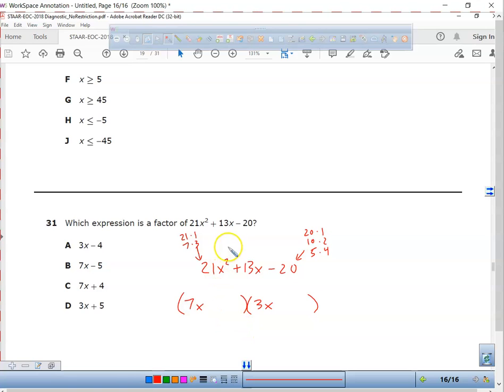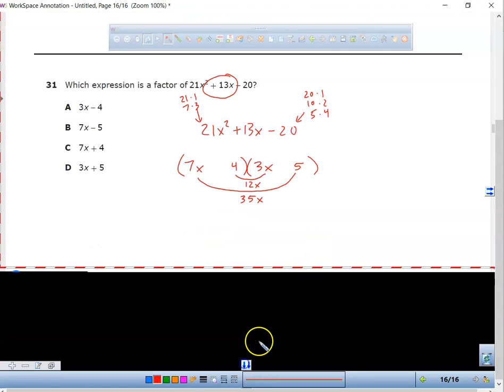Okay? So what we're going to do, we have to get positive 13x here in the middle. All right? We got to get positive 13x. So if I put a 4 here and a 5 here, let's see what happens. What's 7x times 5x? That's a total of 35x. 4 times 3x is a total of 12x. If I subtract those, does that get me to a 13? It doesn't look like that gets us to a 13, does it?